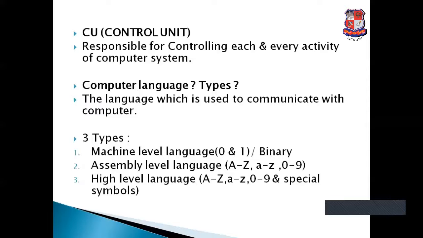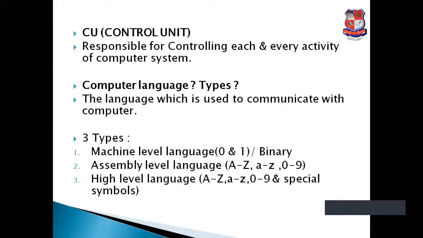Next, the third part is the control unit. The control unit controls each and everything of your computer system. It is responsible for controlling each and every activity of your computer system. Next topic is computer language. If you want to communicate with any system, any device, then you have to use a particular platform called language. So the language which is used to communicate with a computer is known as computer language.